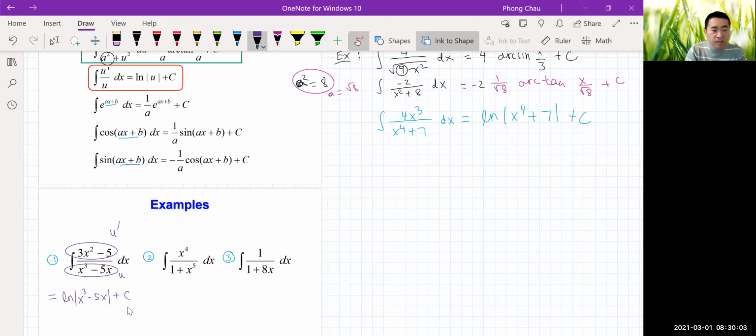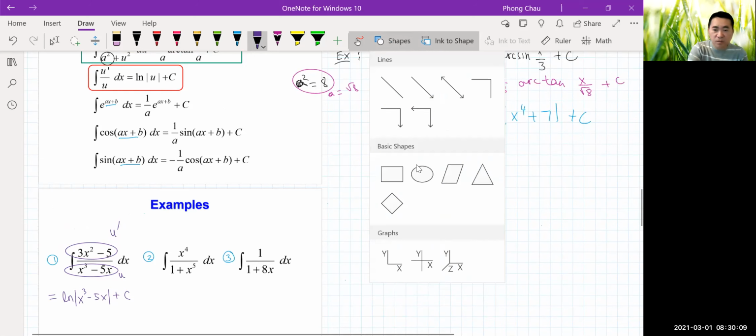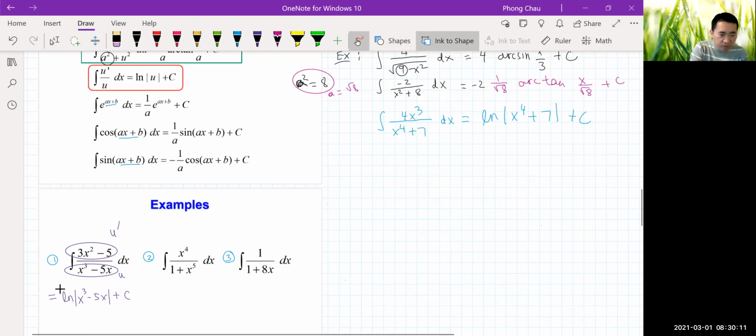So make sure you learn how to do that. Although you can do it without this using substitution, it comes in handy and makes things a lot easier if you know how to do it in a single step like I did here. Okay, now the next one.